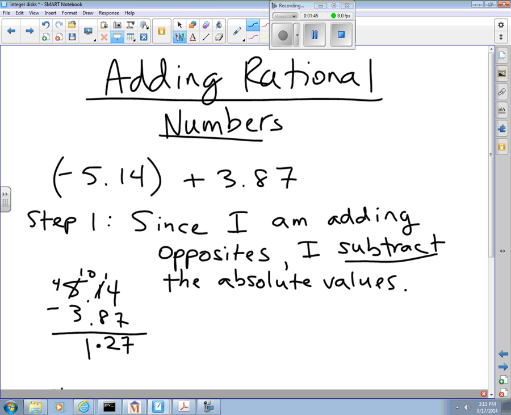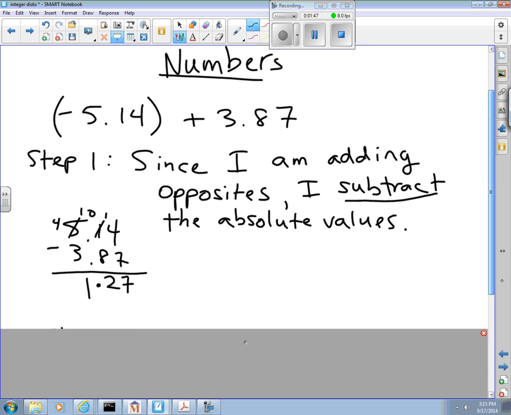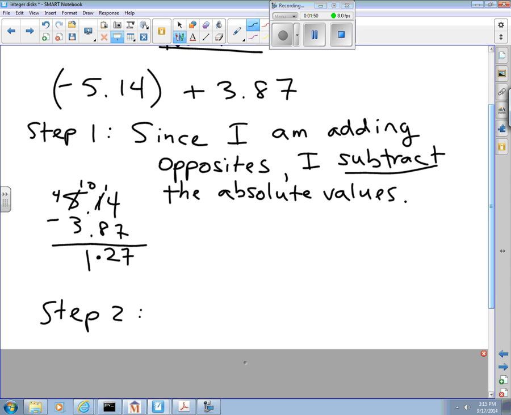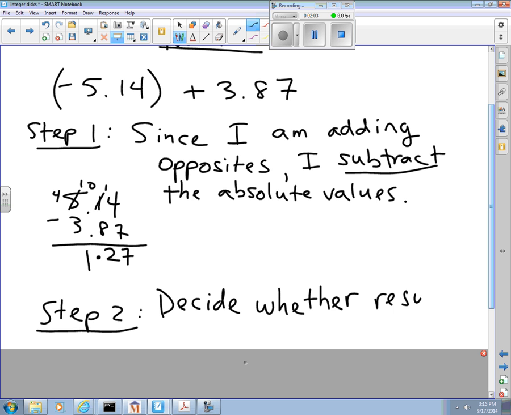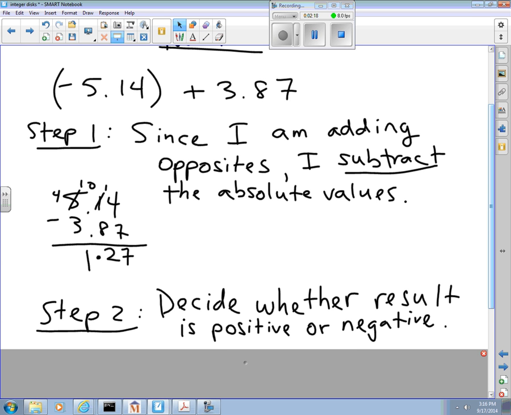But I need to now go to step 2. Step 2 is decide whether the result is positive or negative. Some of my class doesn't write quite as fast as me, so I'll slow down a little on the writing and talk a little bit about how I make that decision.